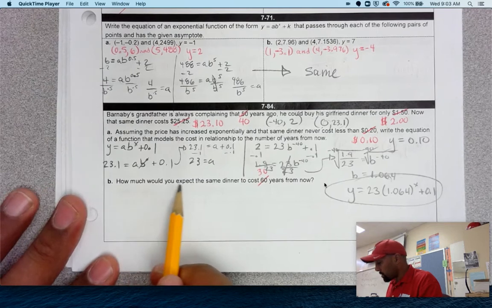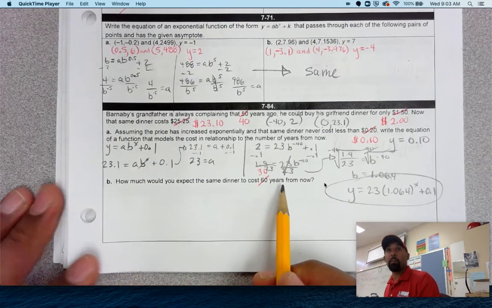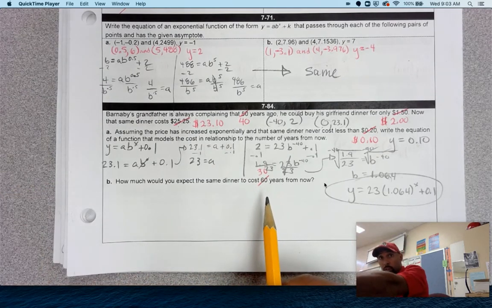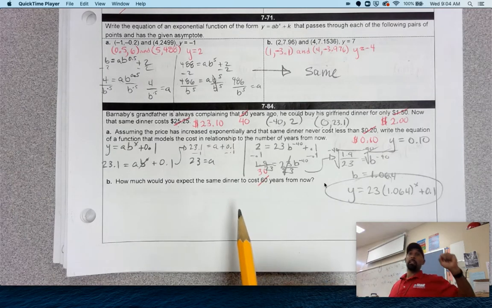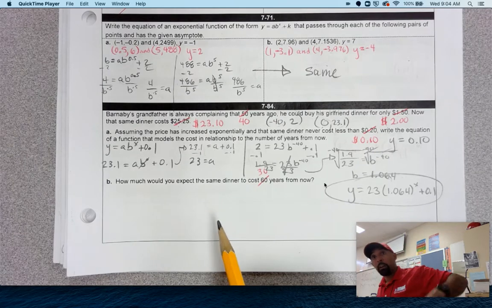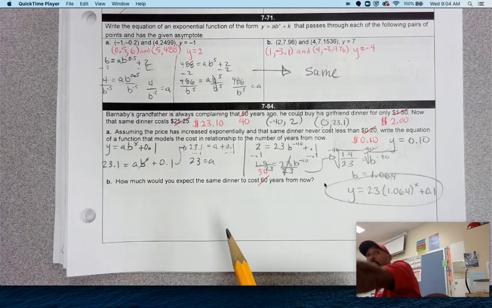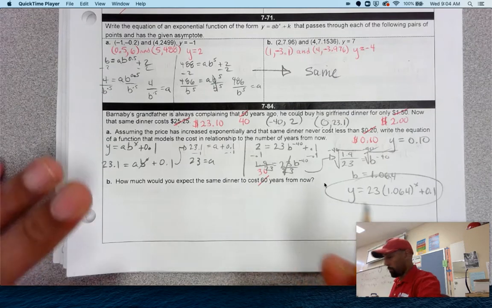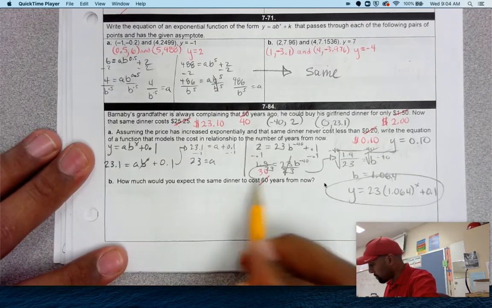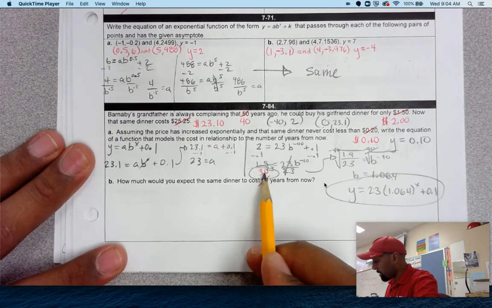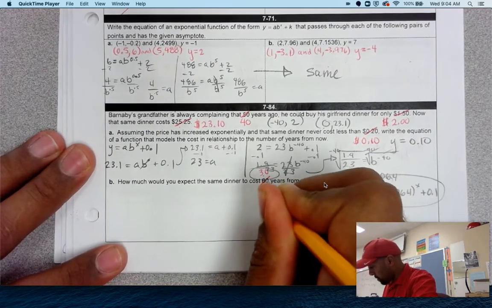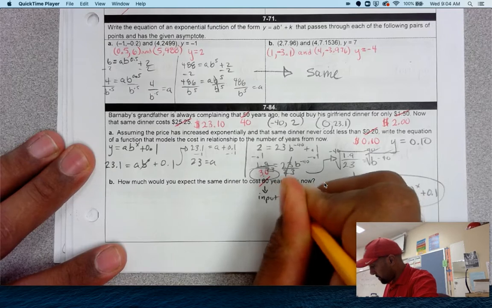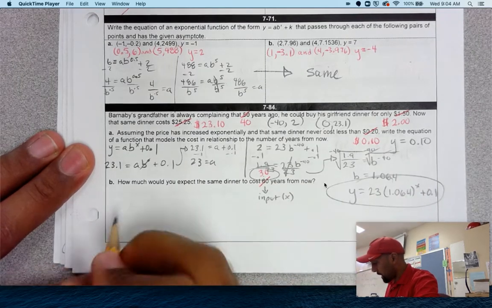So now, how much would you expect the same dinner to cost 30 years into the future? First we had a value that was 40 years behind. Then we had the value of what it is right now. Now they want to know the predicted value 30 years in the future. So basically all we're going to do is plug in our 30. Our 30 is the x, that input. And remember, inputs are x, so we're going to plug it into x.